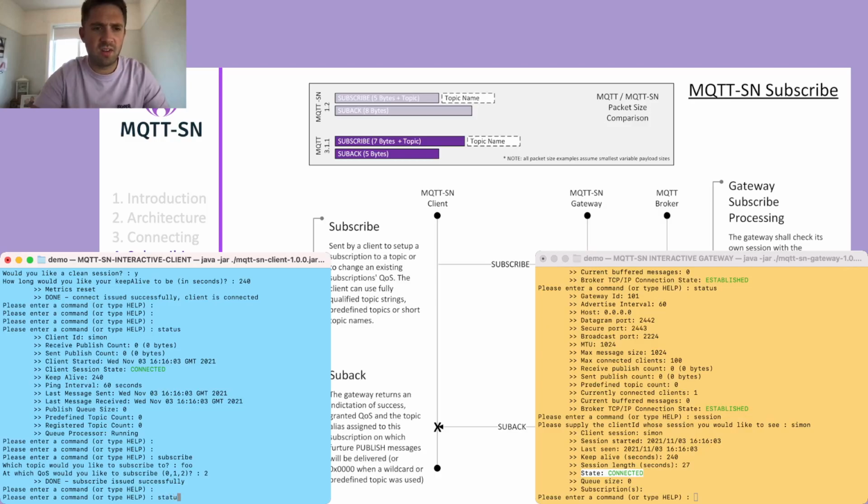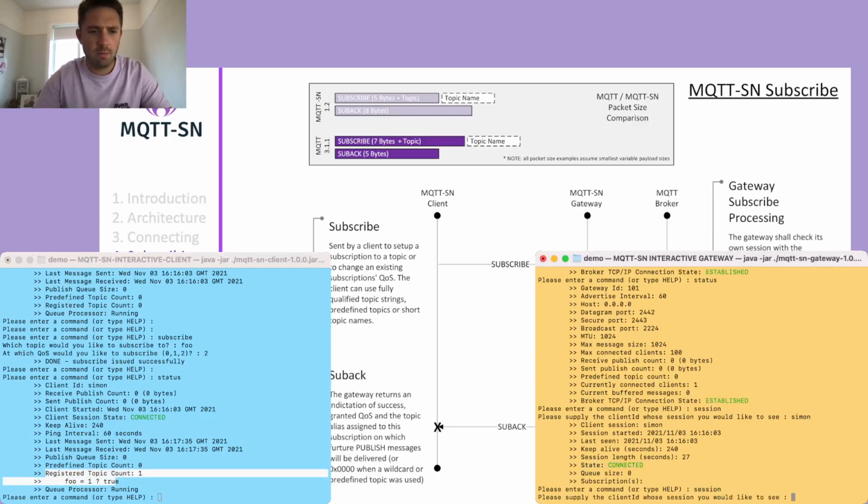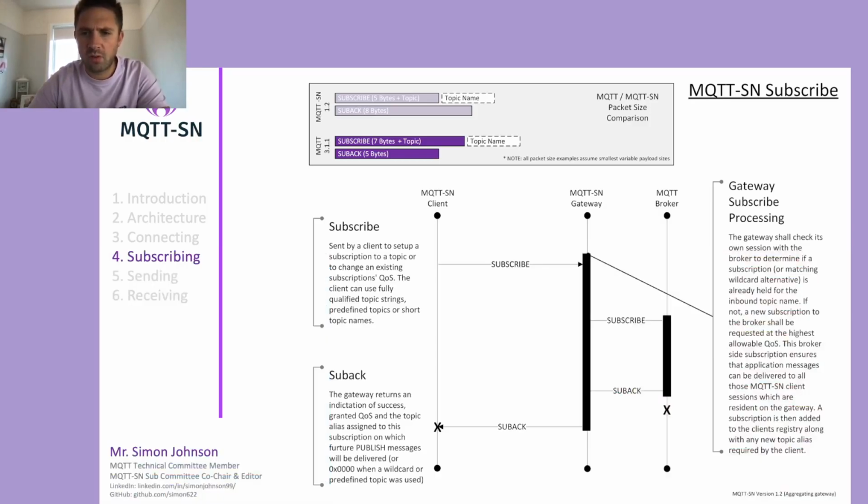And if I look at the status now, I can see I've got a registered topic count of 1, which implies the subscription has been successfully created. And if I look at the session on the gateway for Simon, I can see 1 subscription is held at granted QoS of 2. So if we look back at the sequence diagram, we can see what's happened there.